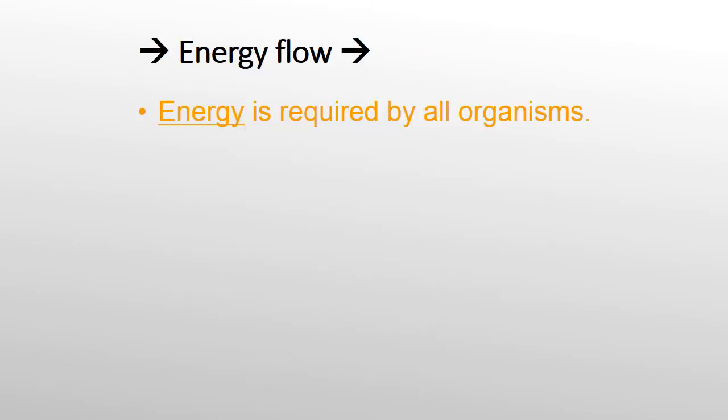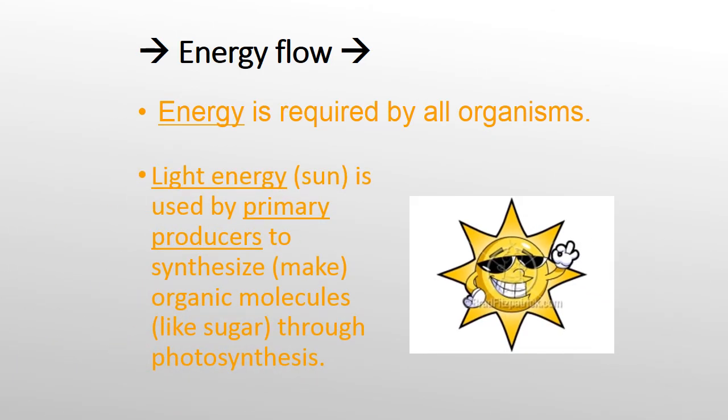Okay, so the energy flow. Energy is required for all organisms. Light energy from the sun is used by primary producers to synthesize, or make, organic molecules like sugar through photosynthesis. So here you go. That's where all of our energy comes from. Without this energy, without the sun, this planet would be dead.